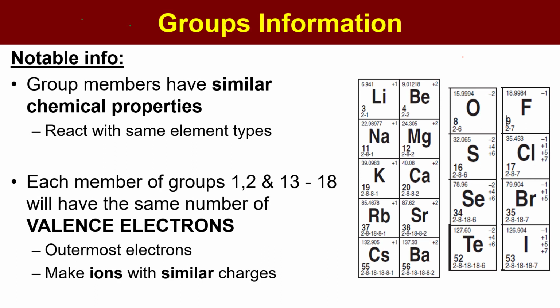The notable info is simply that group members tend to have similar chemical properties, and you may remember that from the video we did on periodic table history. Having similar properties means elements will react similarly with similar types of elements.